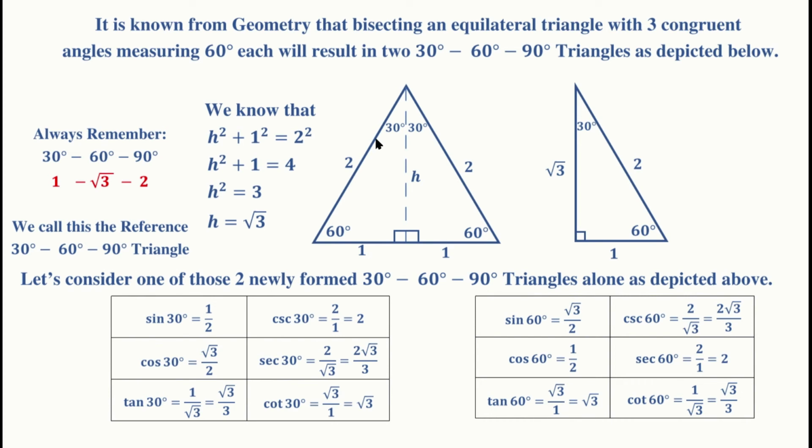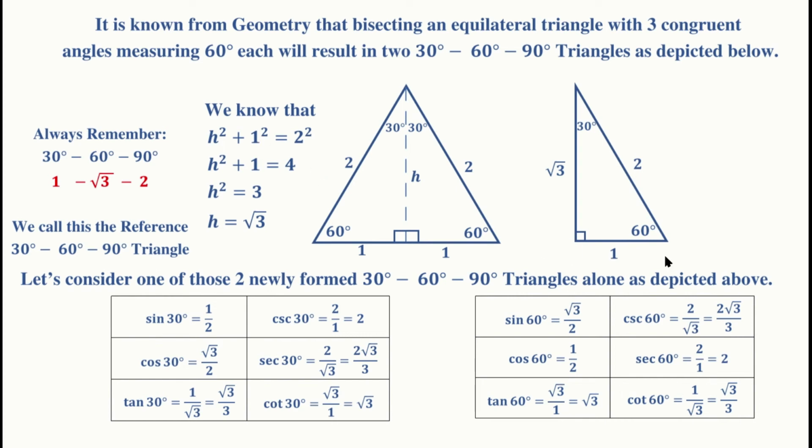Now notice that if you take one of these, like say the one on the right, and look at it in isolation, you're going to have 1 here, 2 there. We don't know what this side is yet, so we can find it. We can call it H, because that's what it's called here, the height of the original triangle. Equilateral triangle. So we get h squared plus 1 squared equals 2 squared.